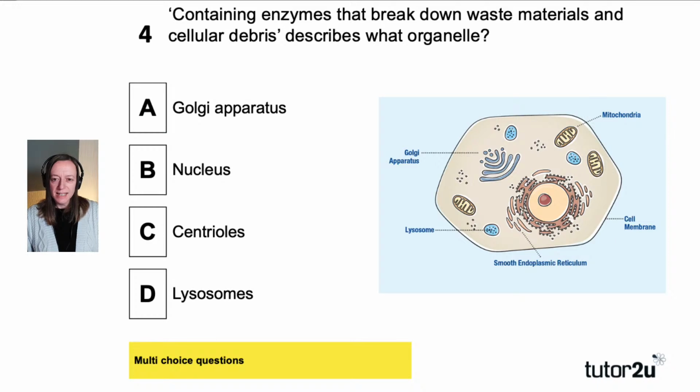Next question. Containing enzymes that break down waste materials and cellular debris, describes what organelle? A, Golgi apparatus, B, nucleus, C, centrioles, or D, lysosomes? Let's see your answers. Okay, Nima is saying D for lysosomes. Sarah is saying lysosomes. Annalise, Caitlin, yep, well done guys. It is lysosomes.